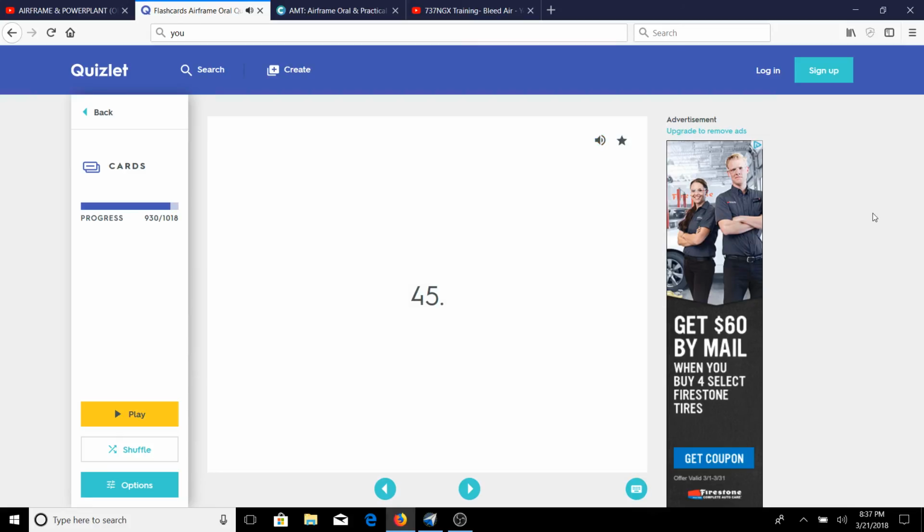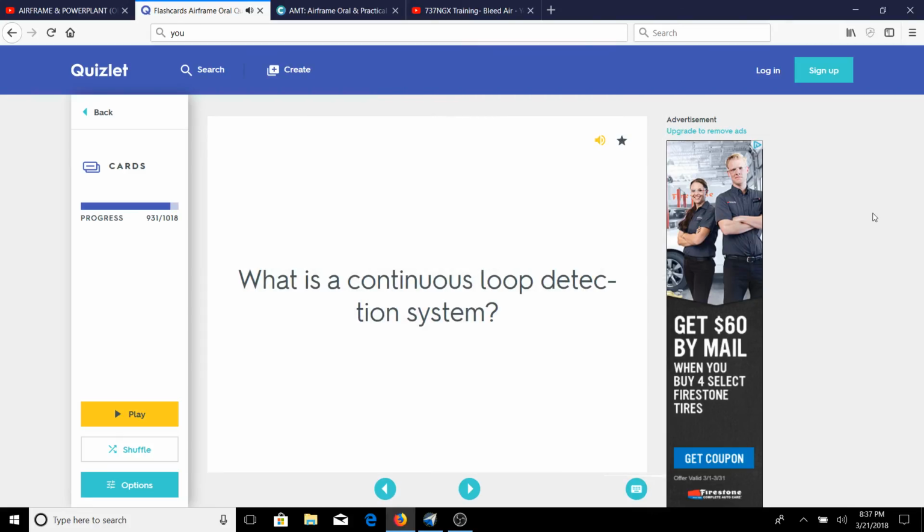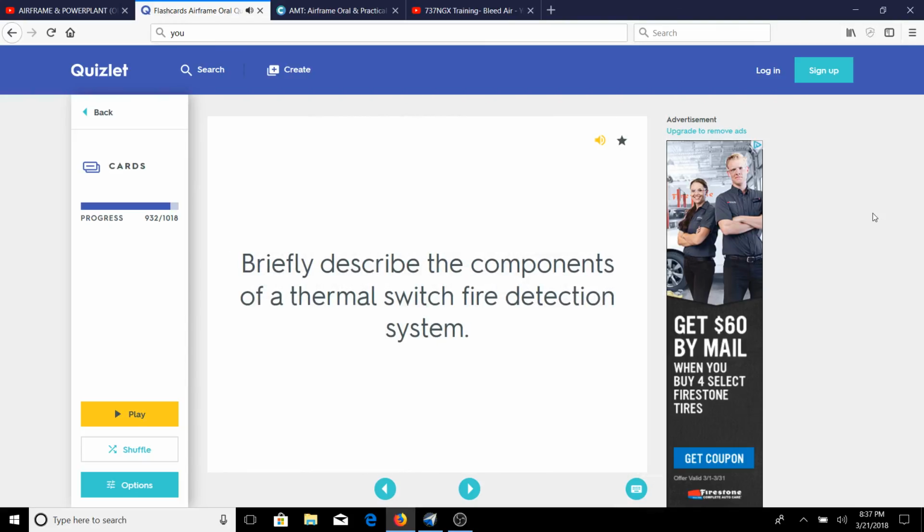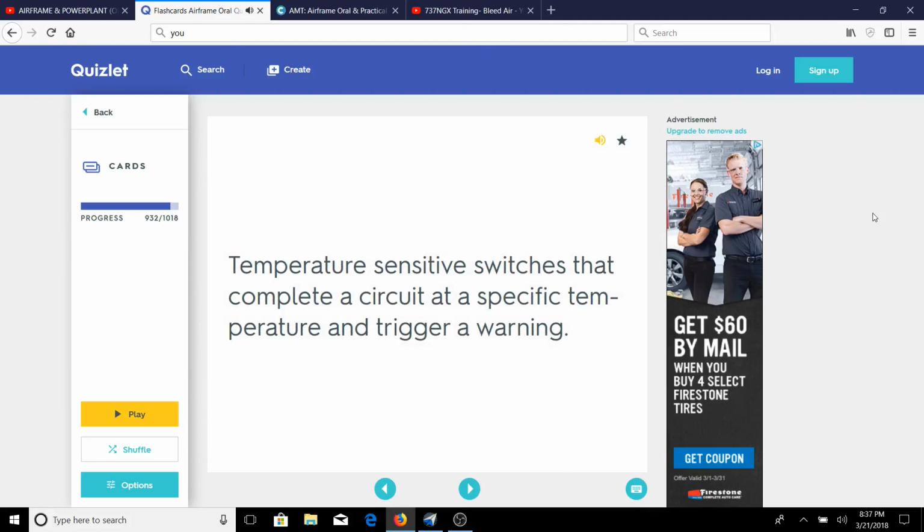45. What is a continuous loop detection system? One or more wires embedded in a ceramic core whose resistance changes with temperature change. Briefly describe the components of a thermal switch fire detection system. Temperature-sensitive switches that complete a circuit at a specific temperature and trigger a warning.